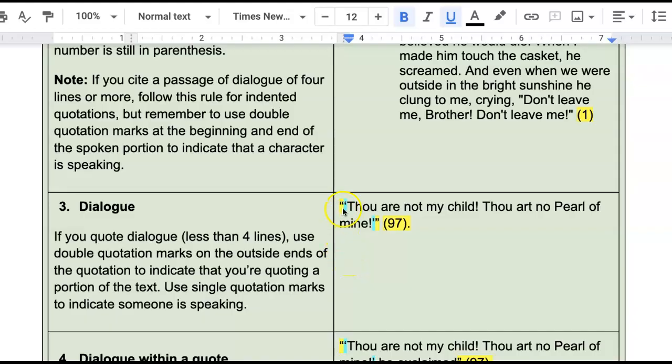So notice here, we know this is a quote, so you still have the double quotes on the outside. But to tell the reader that this is also dialogue, you have a single quote on the inside. And the rules here: this is less than 4 lines, so you'd have a period on the outside of the page number here.